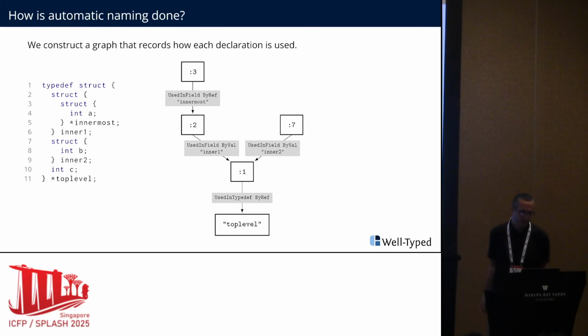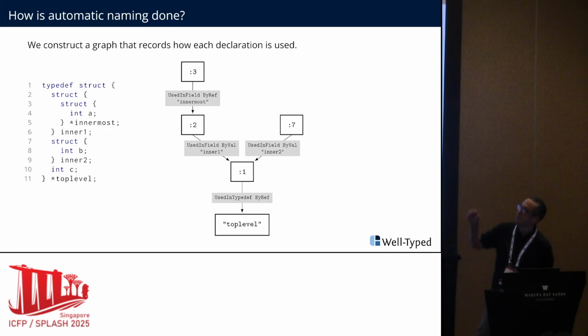The naming is a very critical part because it's one of the very user-facing sides of the project. So to name, we construct what we call a use-def graph. And this example is a bit convoluted. It contains many anonymous structures.